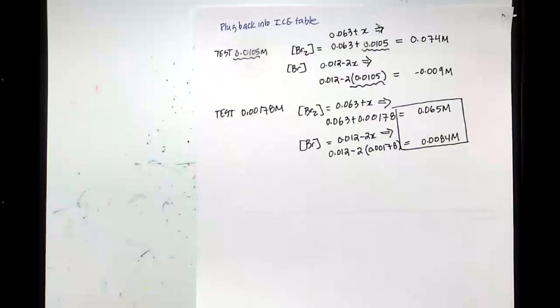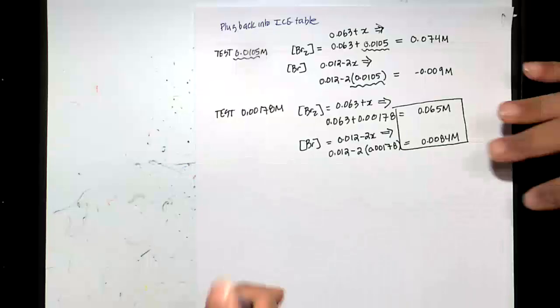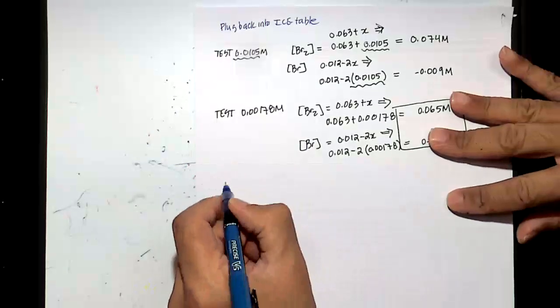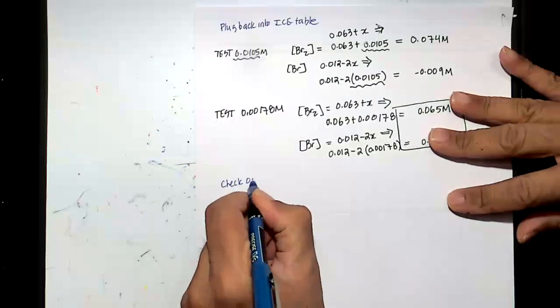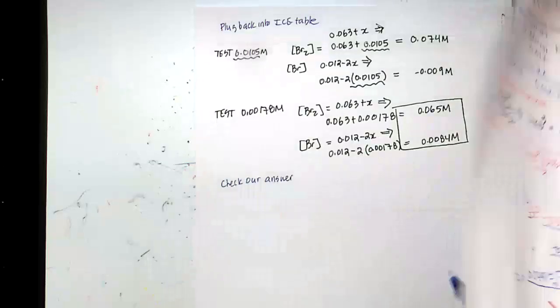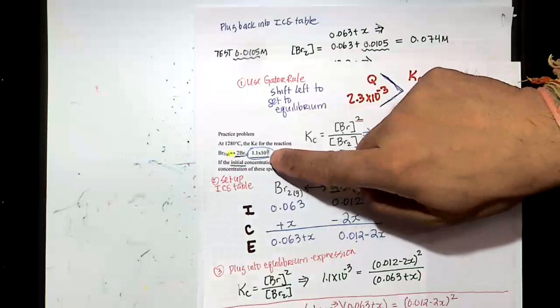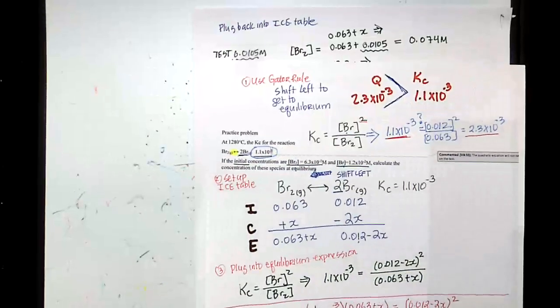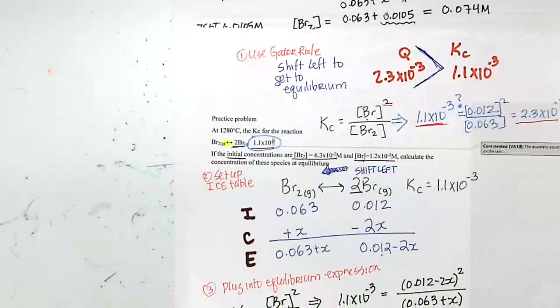So we have a way of really knowing if this truly is our correct answer. How will we know? How can we check our answer? Very good, by plugging it back in. And what should it equal? Royce, what should it equal? It should equal 1.1 times 10 to the minus 3.